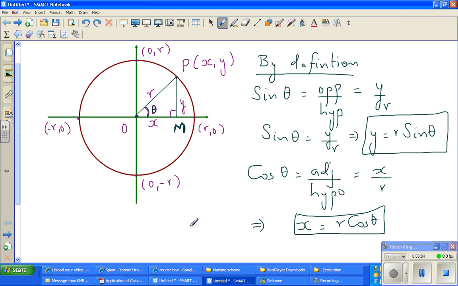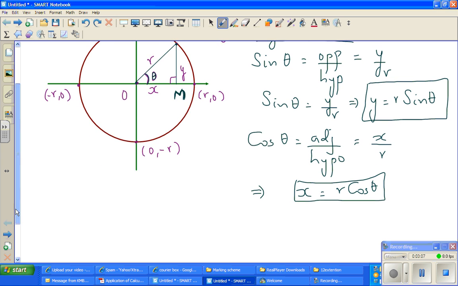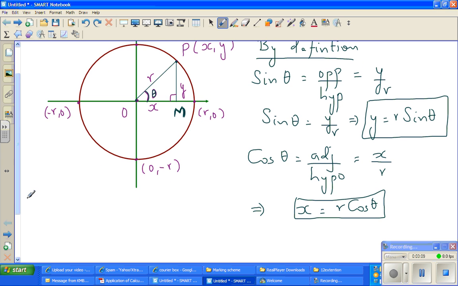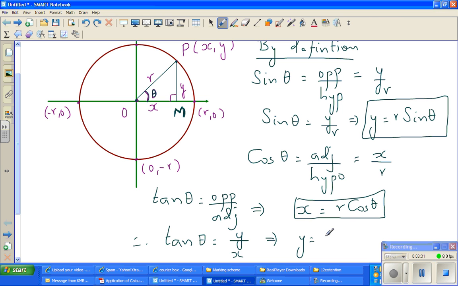And finally, what do we know about tan theta? So let me write tan theta here so that you can see. Tan theta is opposite over adjacent. This is by definition. Therefore, tan theta is y over x. So again, you can write y is equal to x tan theta. We're going to use this later on.